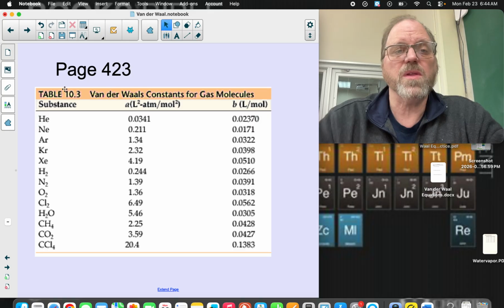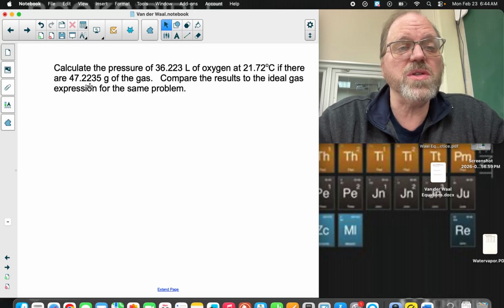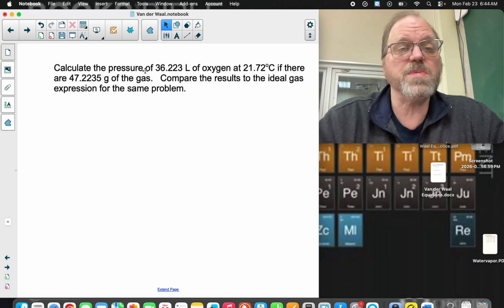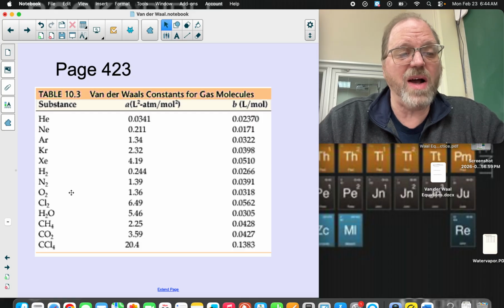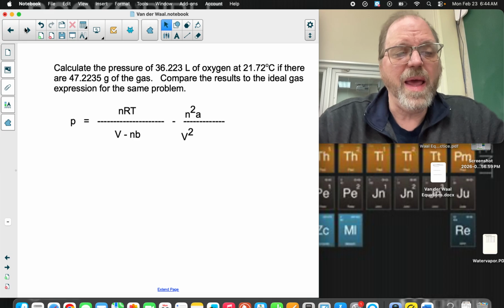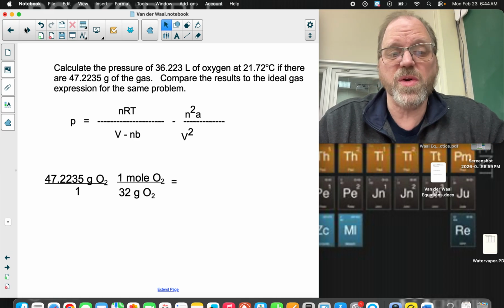So let's do a problem. Calculate the pressure of 36.223 liters of oxygen at 21.72 degrees Celsius if there's 47.225 grams of gas. Compare the results to the ideal gas expression in the same problem. All right, so we need to go back and look at oxygen. There's my A value and there's my B value for oxygen. First of all, I've got to convert to moles. Remember, oxygen is diatomic, so it's 32 grams to 1 mole.